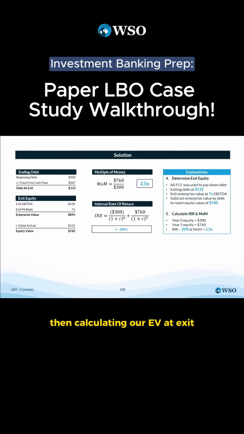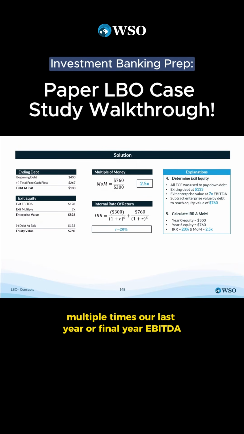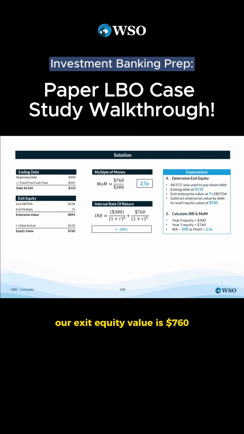Then calculating our EV at exit, we use the same 7x valuation multiple times our final year EBITDA. There is some rounding here, so the numbers aren't exact, but we have an exit EV of $893. Less our debt at exit, our exit equity value is $760.